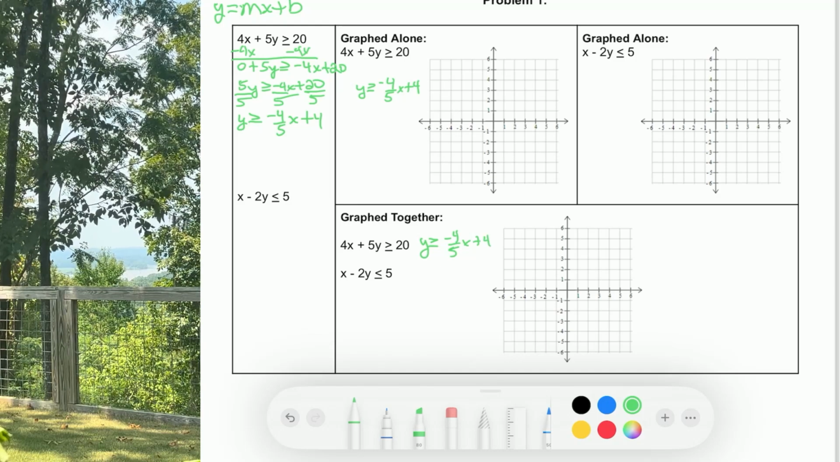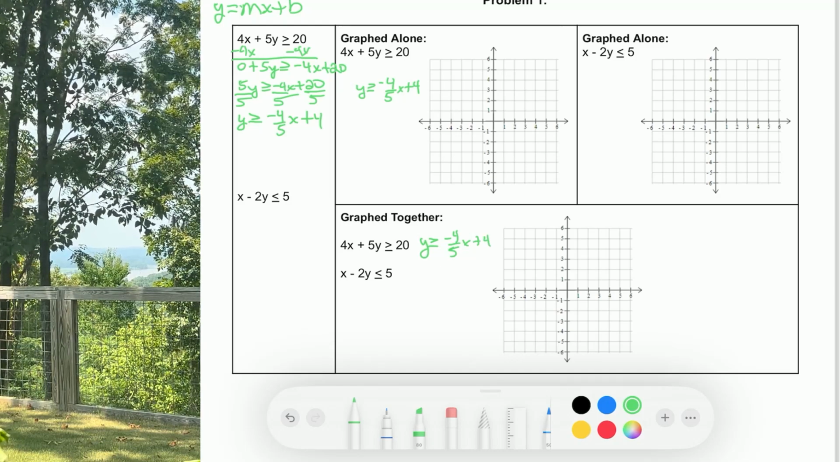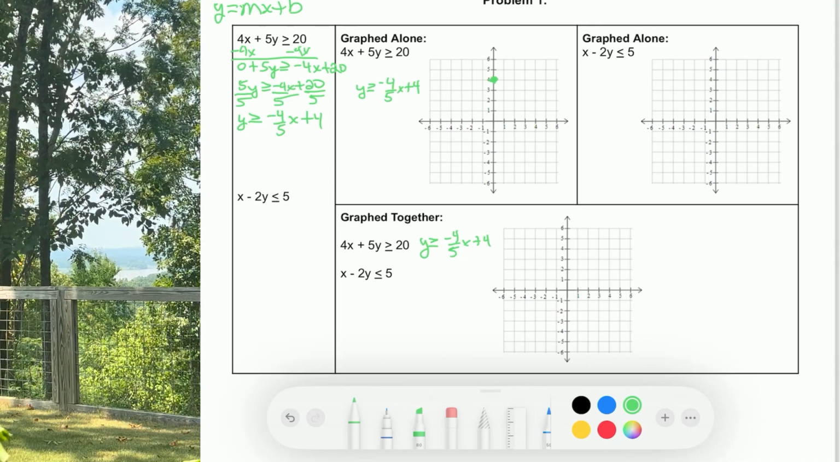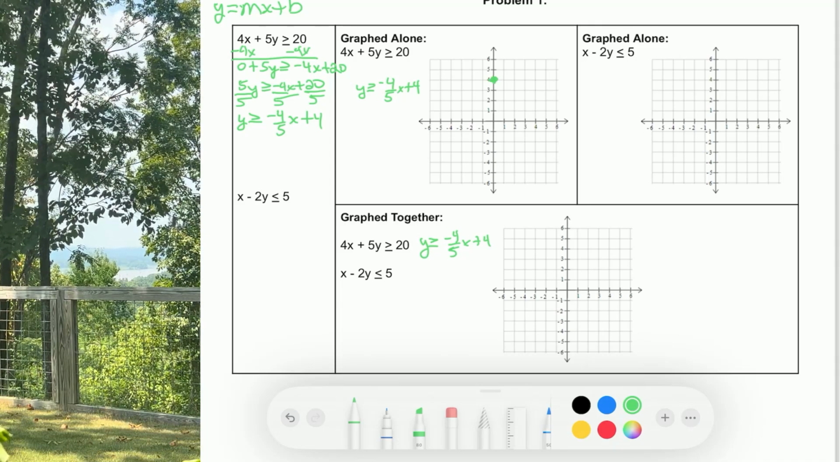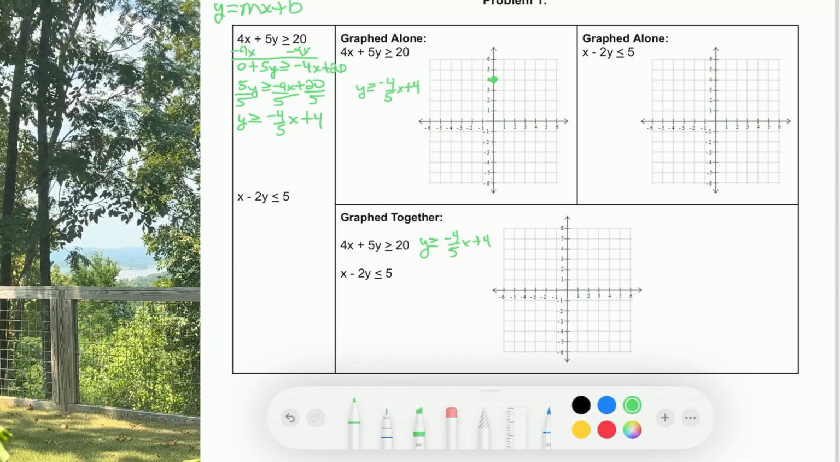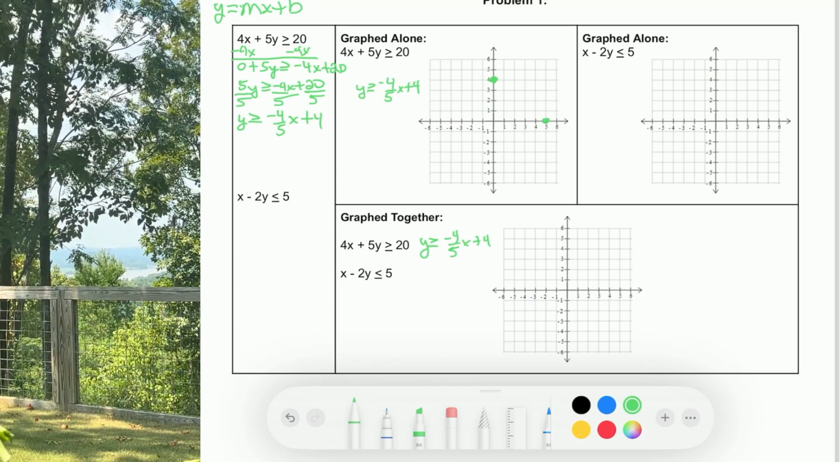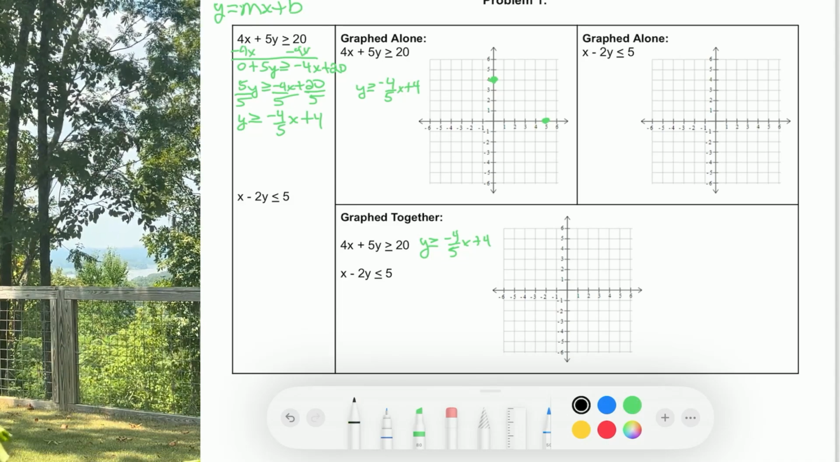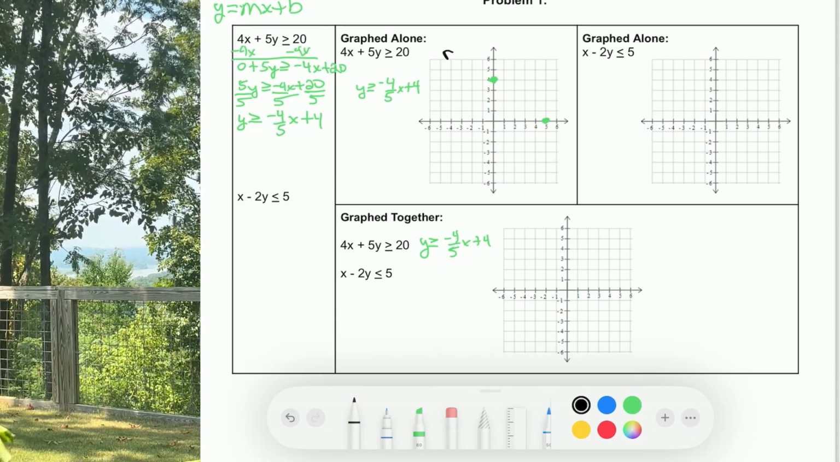Let's go ahead and graph this line. Our starting point is 0, 4. That's our b. And then we're going to use our slope to find our second point. So I'm going to go down 4 over 5. So my second coordinate is here. Our inequality has the or equal to, so that tells me it's going to be a solid line.